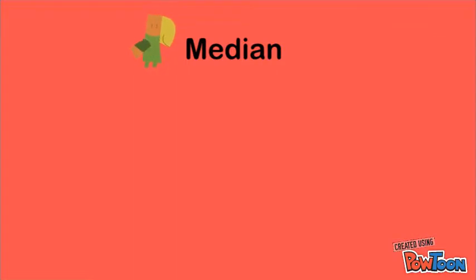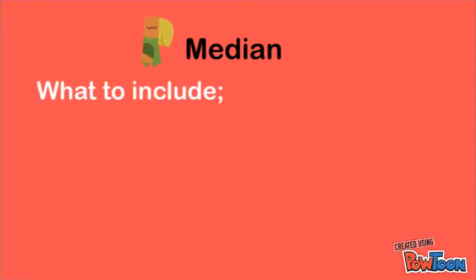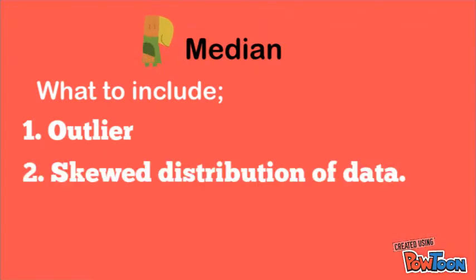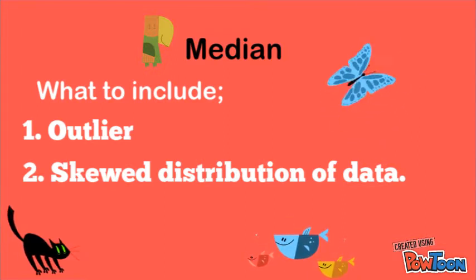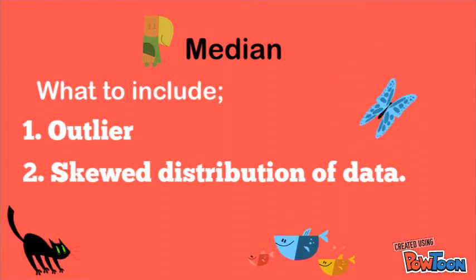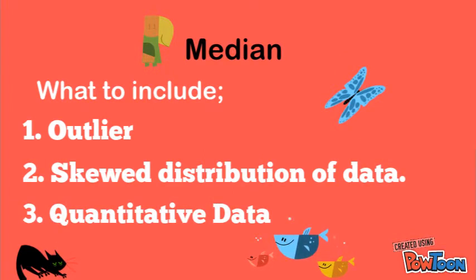Next, let's look at median. When you want to create a question finding median, you can include an outlier or have a skewed distribution of data. The median of the question will not be affected much, since you will only be taking the middle value of the set of data. The data should also be quantitative rather than qualitative.